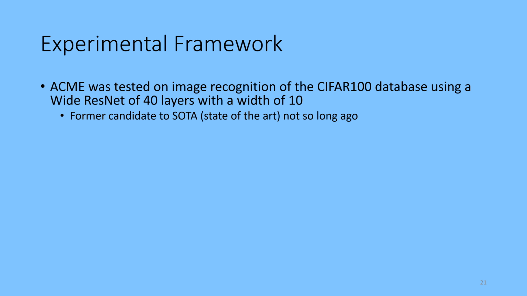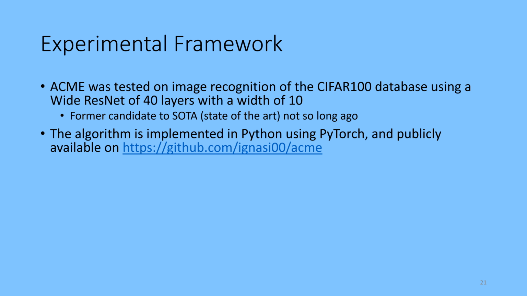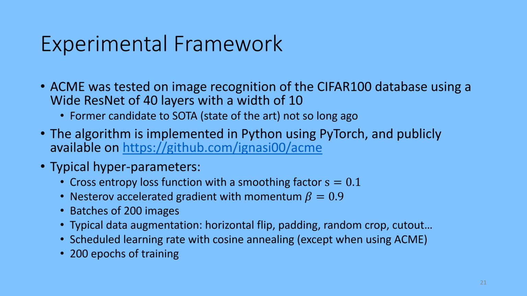We have tried ACME in several deep learning tasks, both in image recognition using CIFAR 10 and CIFAR 100, and in phone recognition at the frame level using LibriSpeech. In this paper, we present the results obtained on the image recognition of the CIFAR 100 database using a wide ResNet of 40 layers and a width of 10. The system is implemented in Python using PyTorch and is publicly available on GitHub. The hyperparameters are quite typical and similar to those used by the authors of the wide ResNet network.